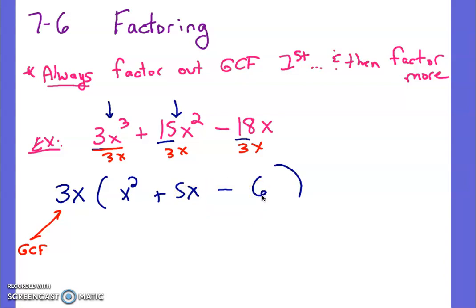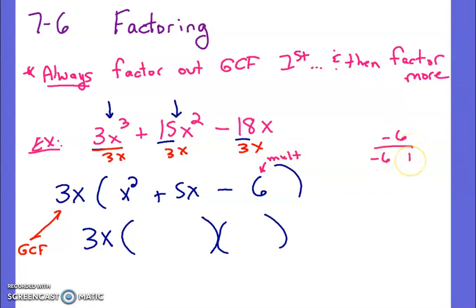Now, after that, this trinomial can be factored more. You still have the GCF out there. So now what we need to do is look at just what we did in the last lesson. You look at this last term and find what two numbers multiply together to give you negative 6. Well, negative 6 could be negative 6 times 1. It could be 6 times negative 1. It could be 3 times negative 2. It also could be negative 3 times 2.